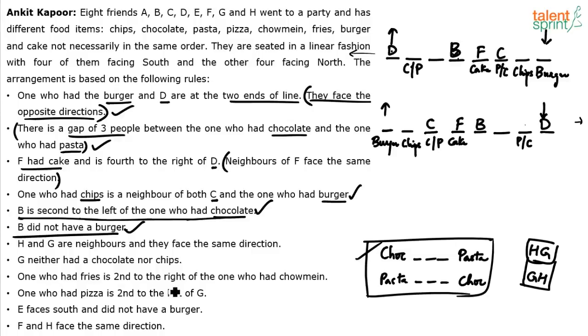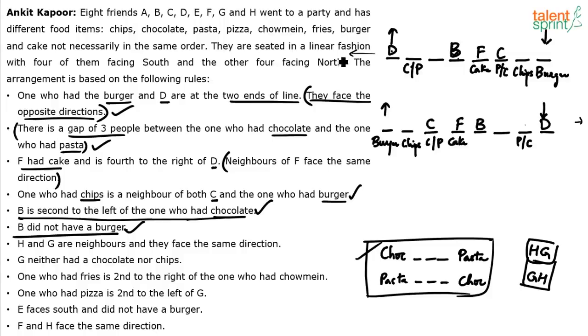The one who had fries is second to the right of the one who had chowmein. See, the challenge here is, when you say second to the right, we are not sure what is right. Right could be on the right-hand side or left-hand side, depending on whether the person is facing north or south. So that is the reason it is taking so much time.